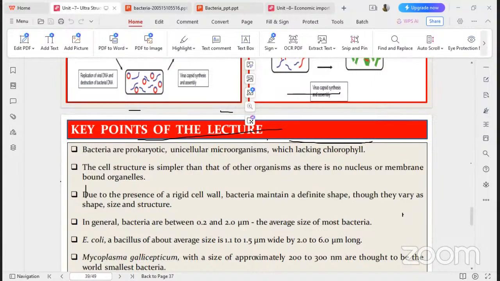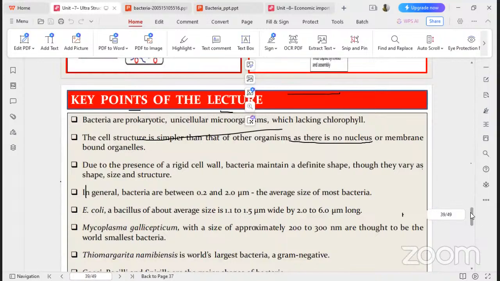Okay. Economic importance of the bacteria. So many diseases are caused to plants, animals, and human beings. So many diseases which are caused to human beings: typhoid, cholera, dysentery, diarrhea, diphtheria, and then gonorrhea, syphilis. So many diseases are caused by bacteria to human beings.